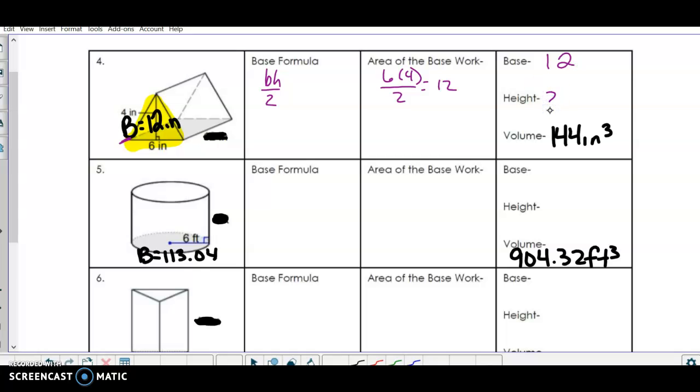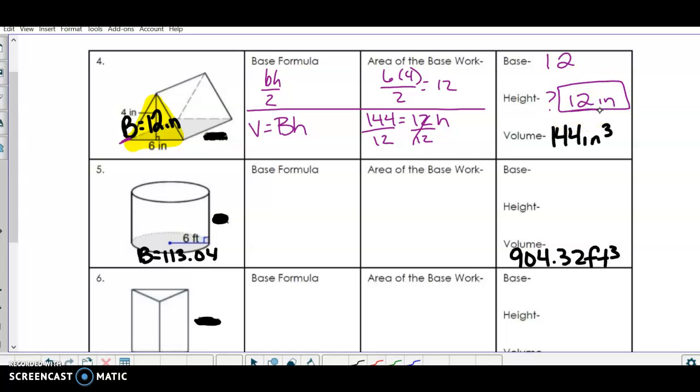Well, I'm going to come over here. I'm going to kind of draw a line and manipulate this a little bit. I know V equals big B times H. So I'm going to plug in what I know. So V is 144, which is equal to 12 times something. So based on our equation rules, we know we need to divide. 12 goes into 144. My height is 12 inches, because 12 times 12 is 144. So I want you to be able to manipulate the formula forwards and backwards.